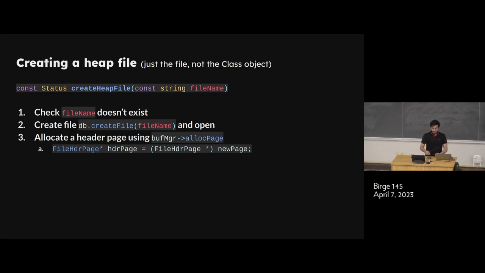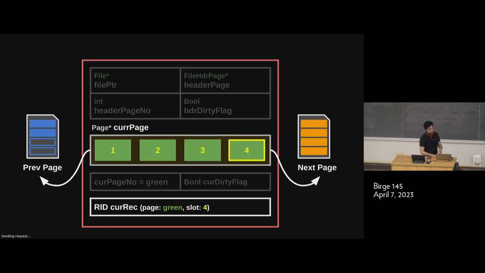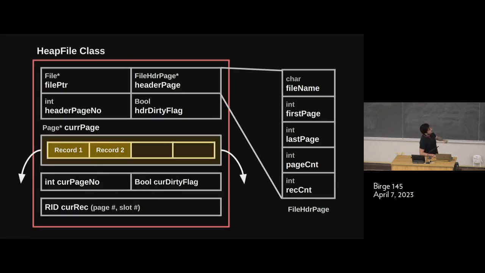The way that you create a header page is you call the buffer manager's alloc page method, which you have seen previously. This method will just give you a brand new page, right? The type of that object will be page. It will not be the same type that you need. So if you see here, the type of the header page has to be file header page, not page. It's a special type of page.